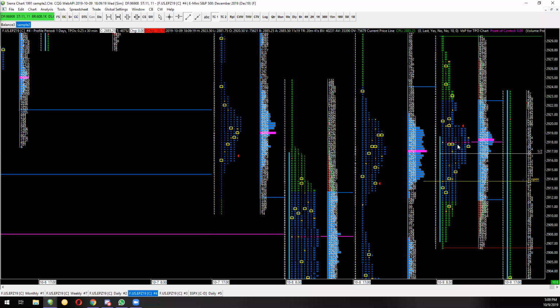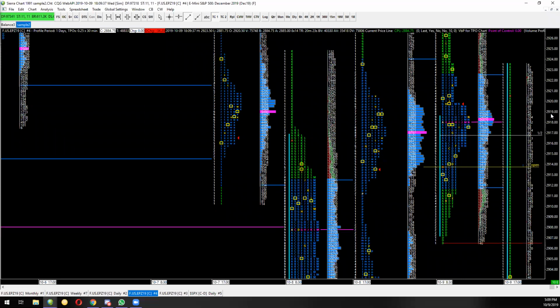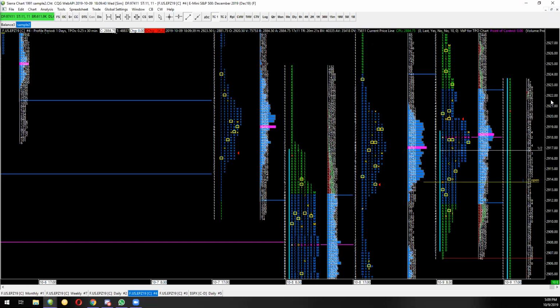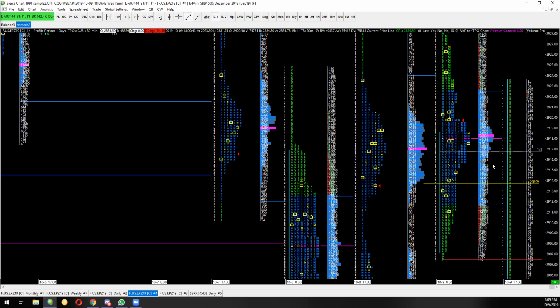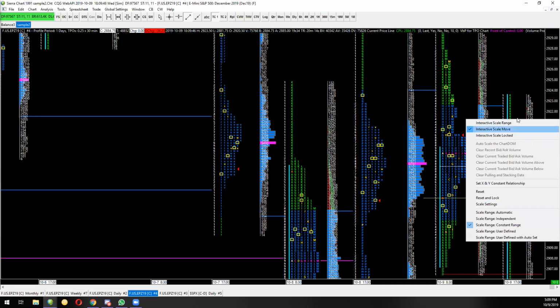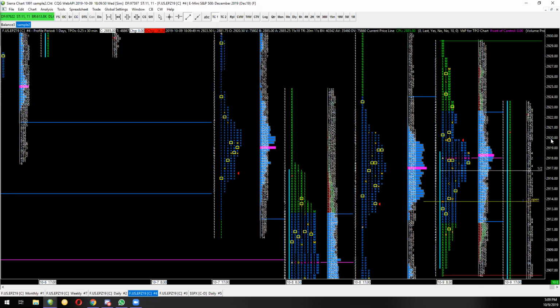Okay. So the purple letters, I should say, is the TPO, the time point of control. The purple box here is the volume point of control. So you'll see that this is what we call the value area. Out of all of this volume, 70% of the volume has traded in this area.